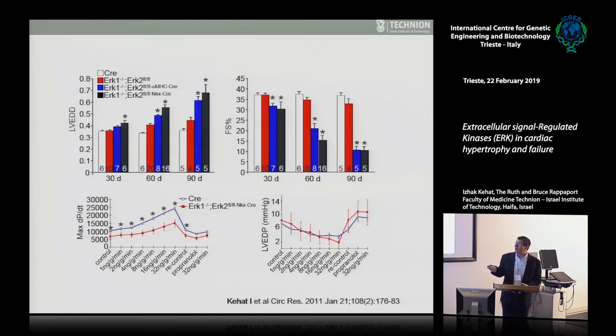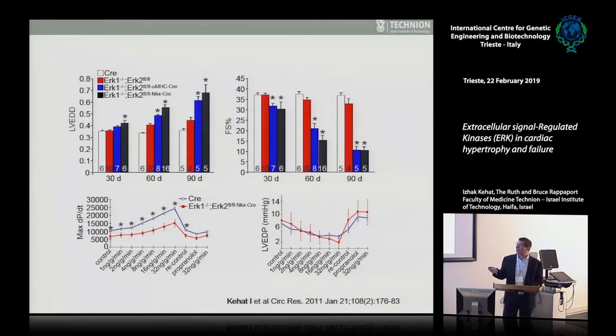So we did this. This is serial echocardiography at 30, 60, and 90 days. This is the chamber diameter, the left ventricular end-diastolic diameter. And you can see that there is progressive dilation of these ventricles in the knockout mice. Hand in hand with this, we have a progressive decrease in the function of these hearts. And we always like to corroborate our findings with additional modalities.